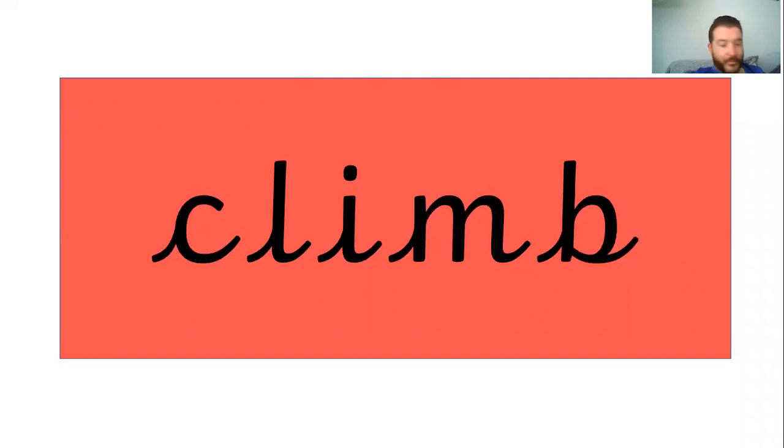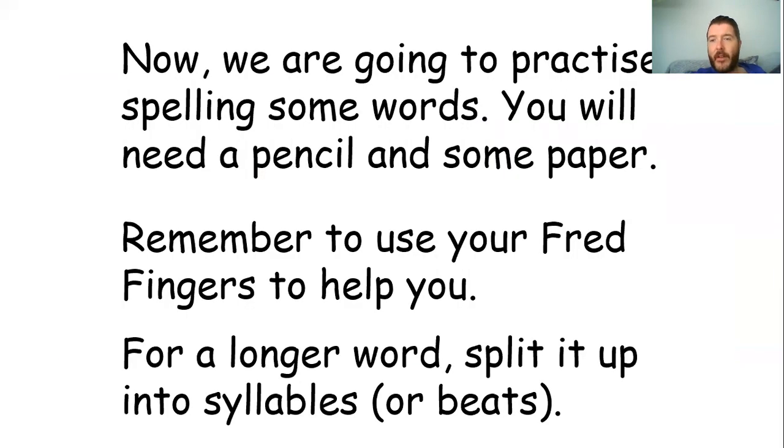What's this one? This word is climb. Now, the tricky part in climb, there's two really. The I, because it makes an I sound without being a split grapheme, and the B, which doesn't make a sound. The M and the B make that M sound, don't they? We could say the I and the B make that I. So that's climb.